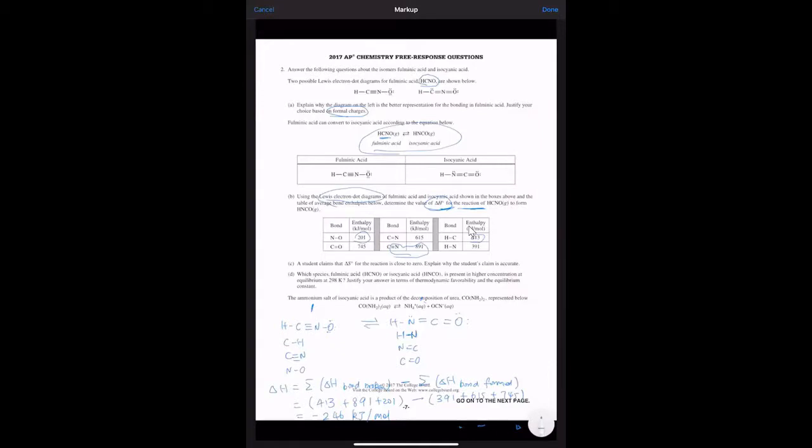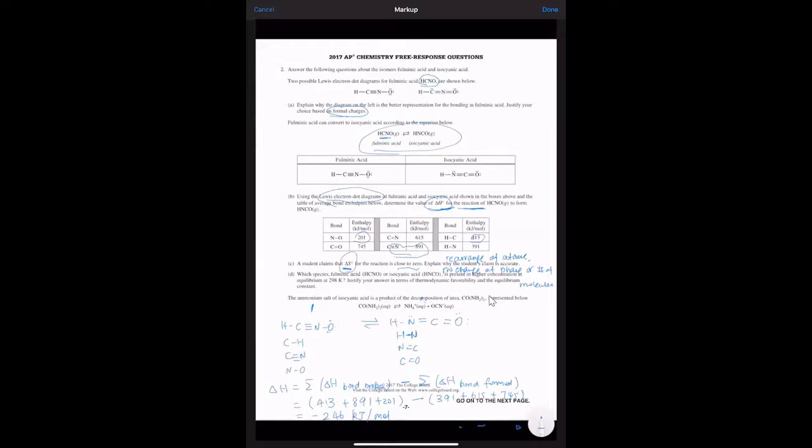The next question is that the student claims delta S for this reaction is close to 0, and asks us to explain the reason why. We know that during this reaction, if we check the molecules, the change is only a rearrangement of atoms. There is no phase change, and no change in the number of molecules. Because of this, we can predict that delta S is close to 0.